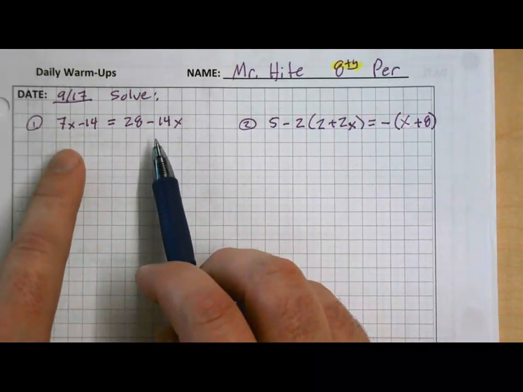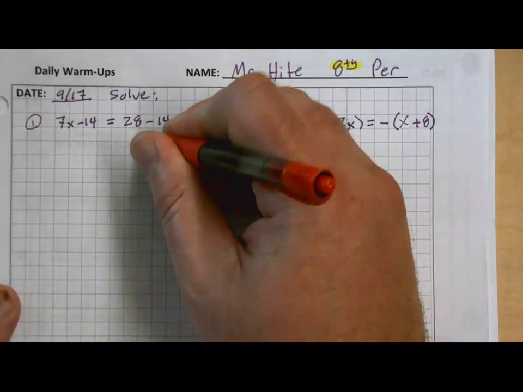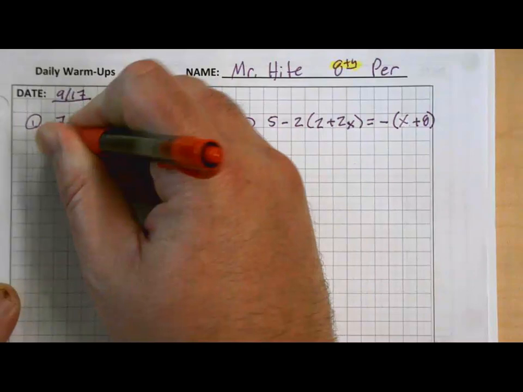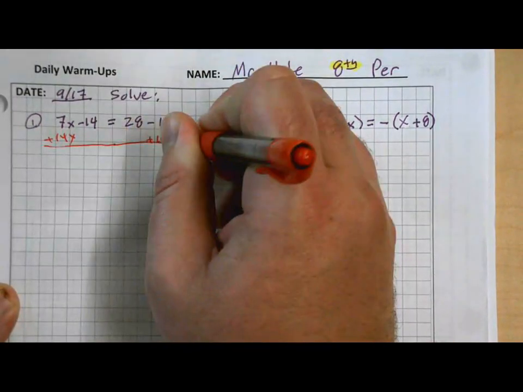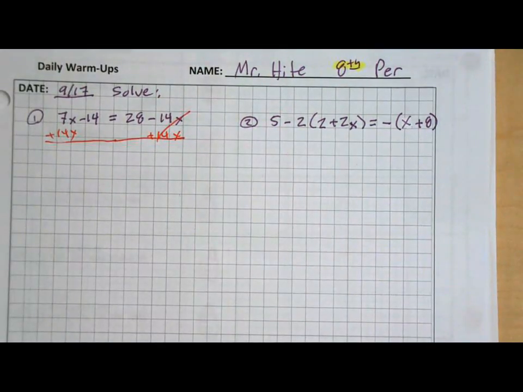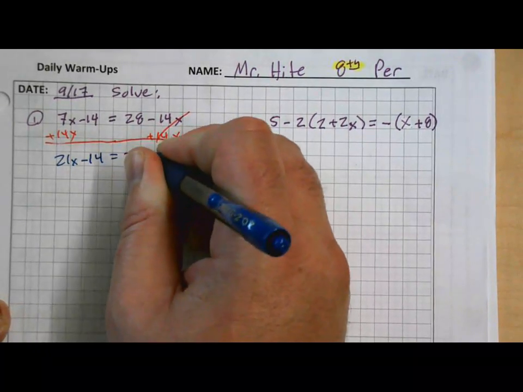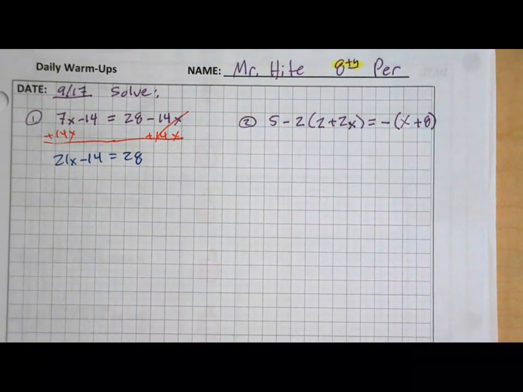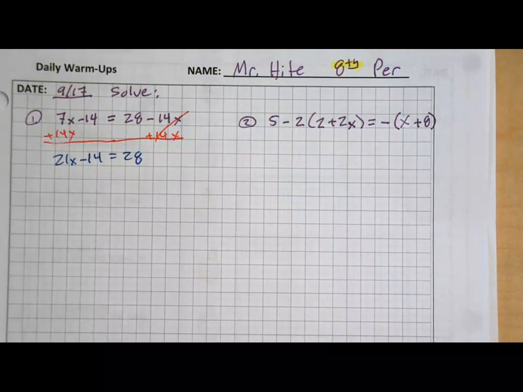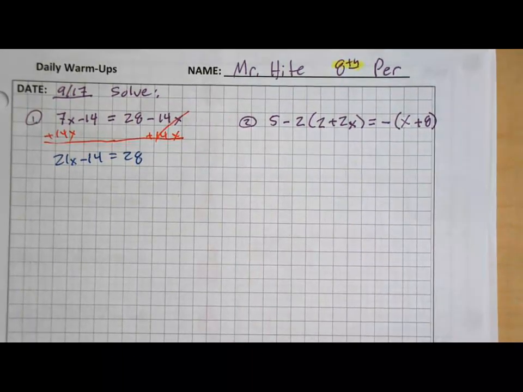I think I'm going to get rid of the minus 14x. So I'm going to go plus 14x on both sides. And then I won't have any more x's over here. So 21x minus 14 equals 28. And now we don't have parentheses, we don't have like terms, and we don't have variables on both sides. Now we're ready to solve this thing.